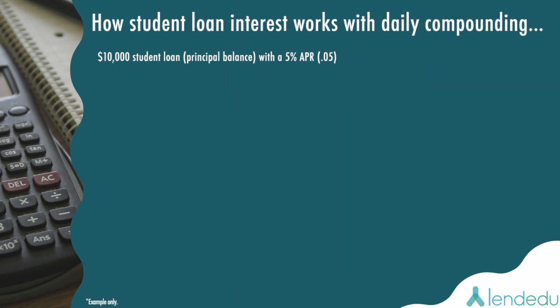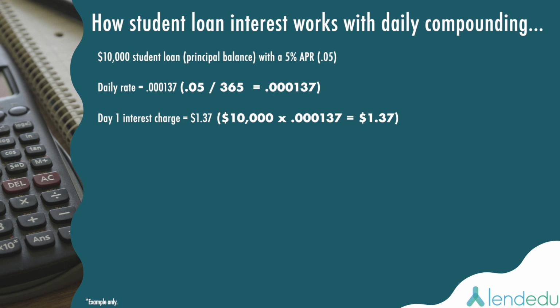Now, let's look at what happens with daily compounding. Let's say you have the same $10,000 student loan with the same 5% APR. To calculate daily compounding, you need to determine your daily rate, which you get by dividing your APR by 365. So 0.05 divided by 365 equals 0.000137. Now, each day, that daily rate will get charged against your total balance, which will increase each day because of daily compounding interest. So $10,000 times 0.000137 on the very first day equals $1.37, which is the interest that accrued on the very first day.